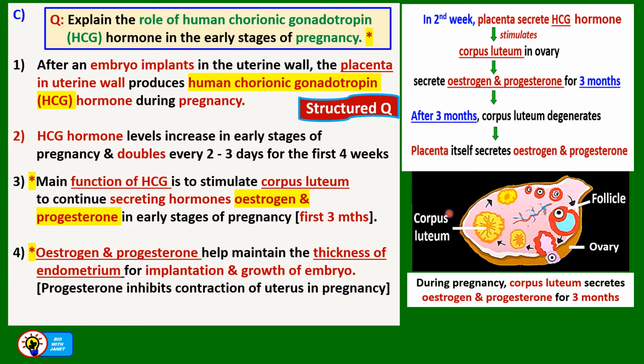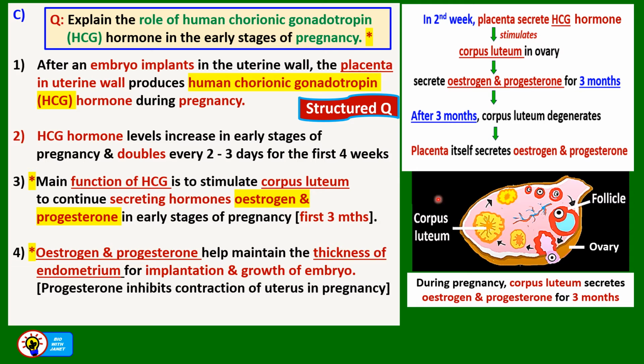So because it needs to continue producing estrogen and progesterone beyond that menstrual cycle, it needs this hormone HCG to stimulate it so that it will continue secreting these hormones for the next 3 months. Then the thickness of the endometrium will be maintained for the implantation of the blastocyst or embryo and for the growth of the embryo. So that the endometrium is thick and full of blood and tissues, and there the placenta will be formed for exchange of substances between mother and fetus. So the function of HCG is to stimulate the corpus luteum to continue secreting the hormones estrogen and progesterone for the next 3 months.